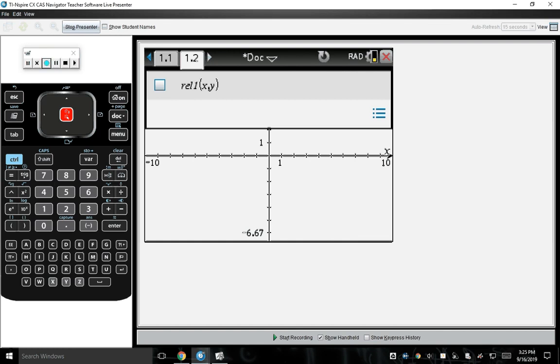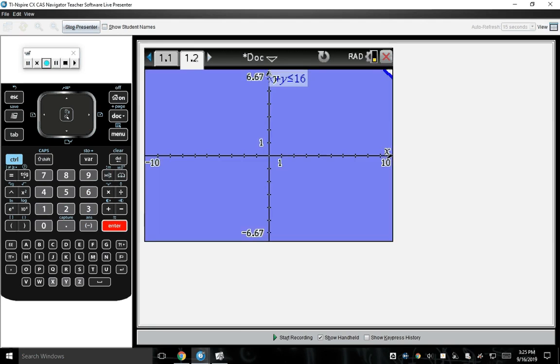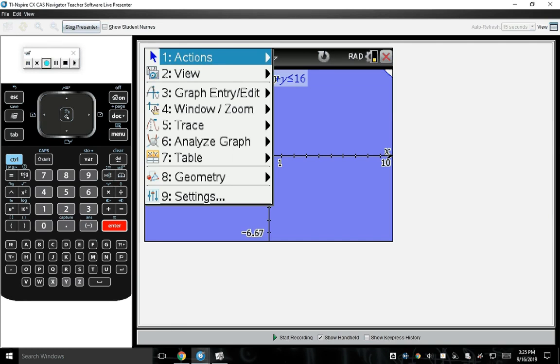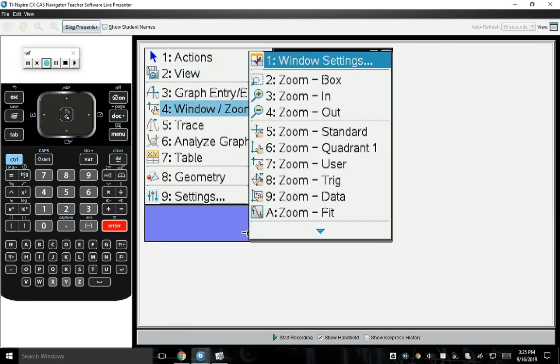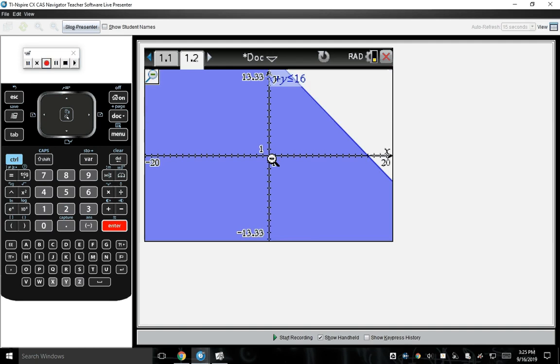Okay? So I'm going to go to my original problem and I'm going to put x plus y is less than or equal to. Look at how I found this button. It's control equals. And I'm going to do less than or equal to 16. And immediately it will not only graph it correctly, but it'll shade for you. If you need to zoom out, just menu 4, and enter, and zoom out.